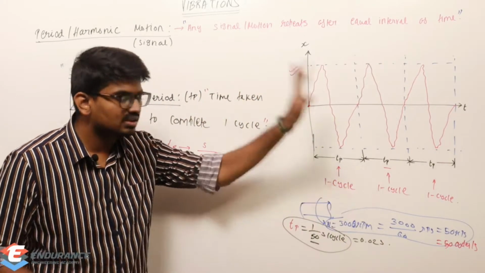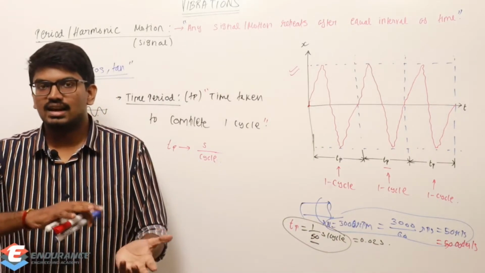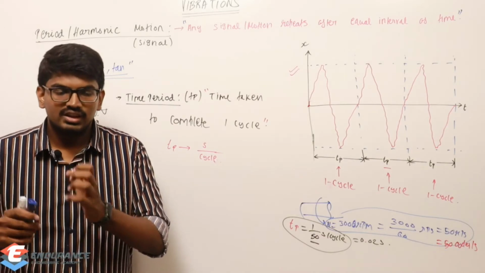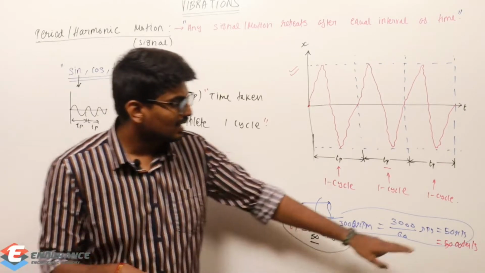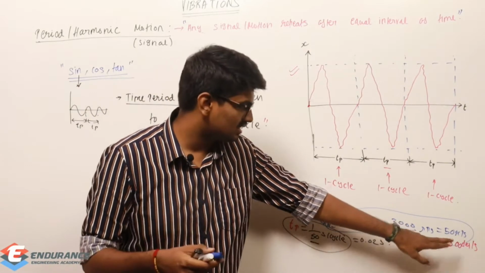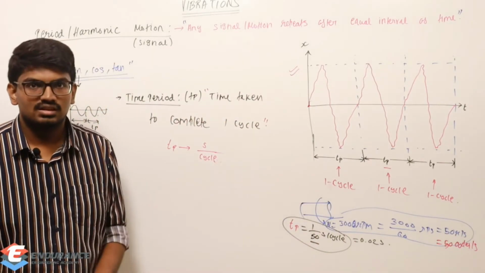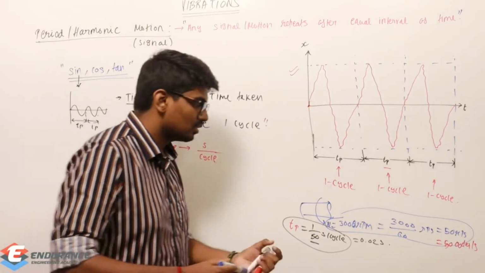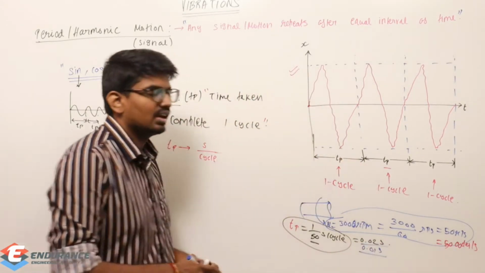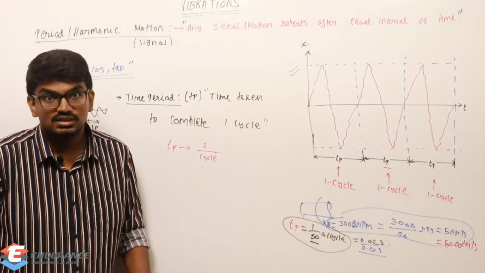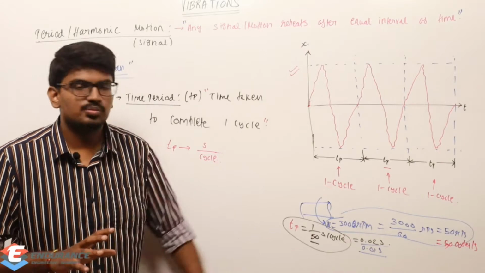Increase this n to 6000. A very big increase, right? From 3000, I'm increasing it to 6000. What will happen to this? It will become 100 cycles per second. Now, what will happen to my time period? 1 by 100, which is 0.01 seconds. So if it rotates at 6000 RPM, which is actually a big number, we are getting a time period of 0.01.